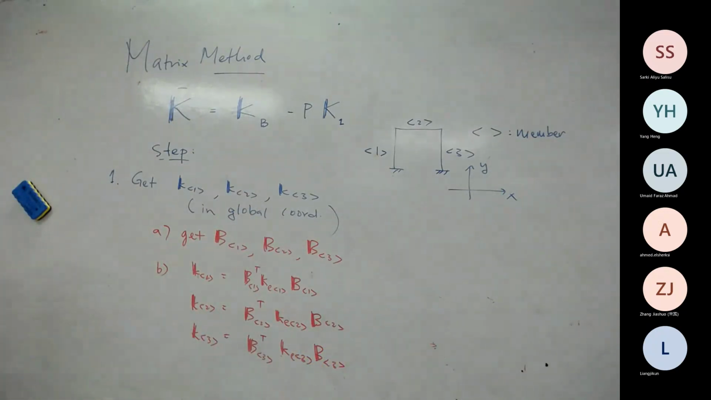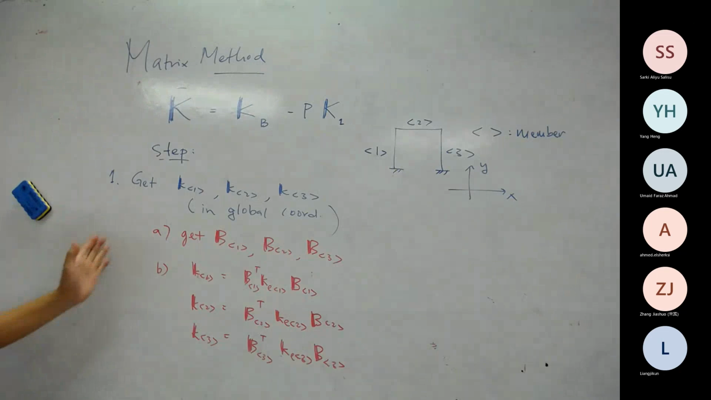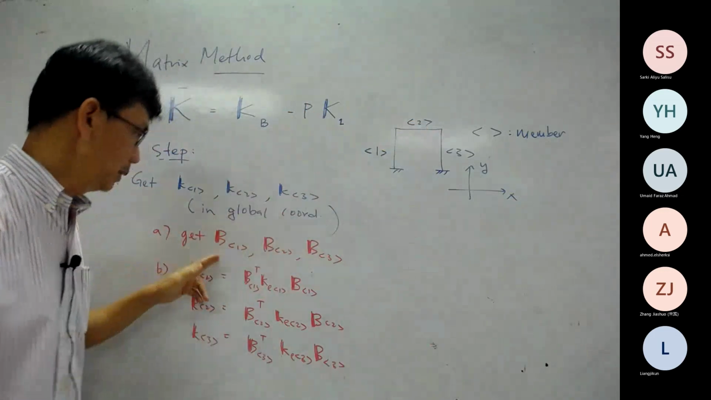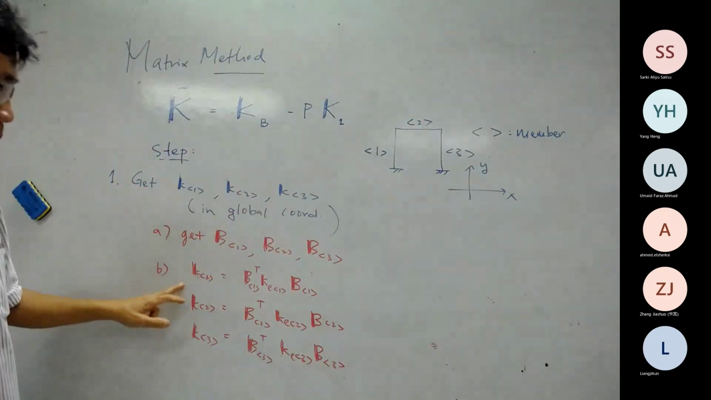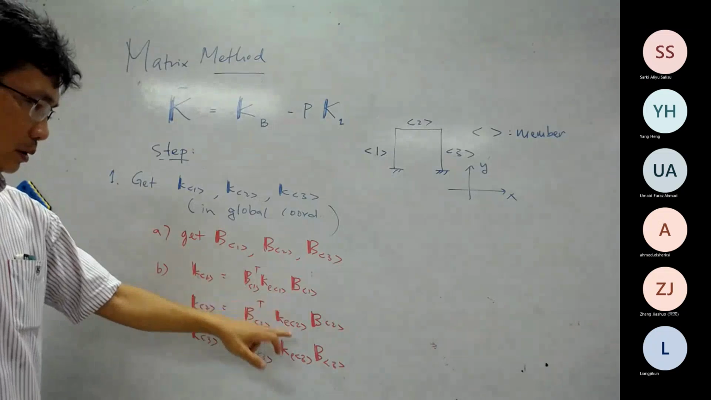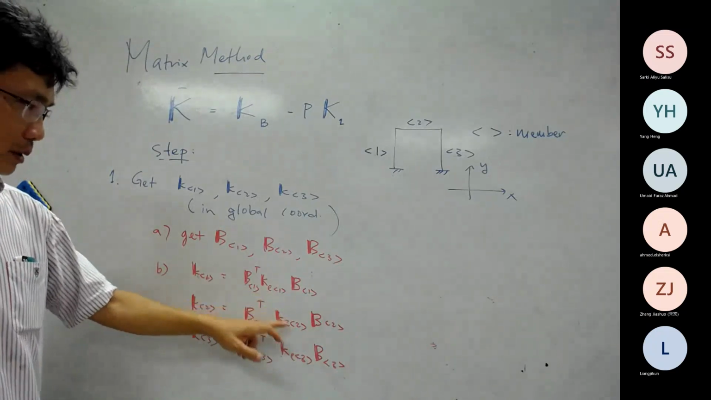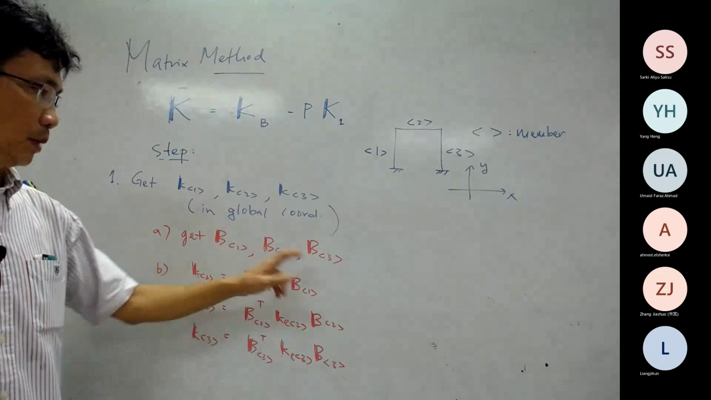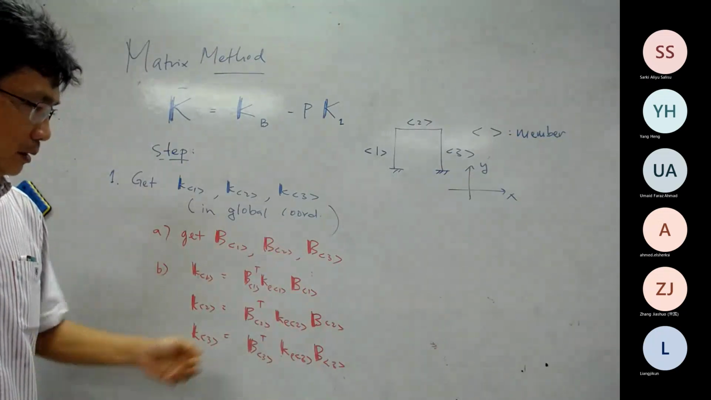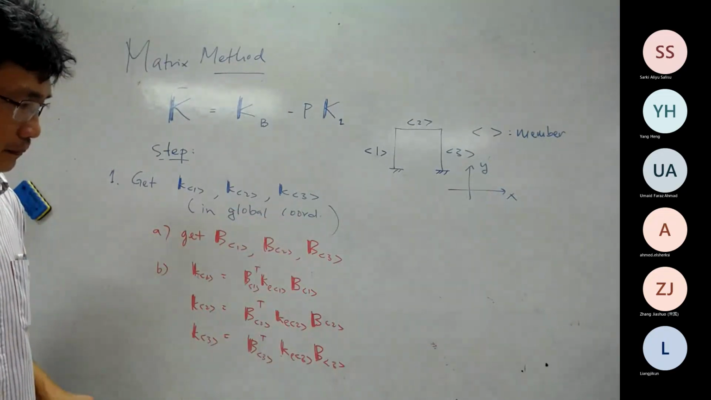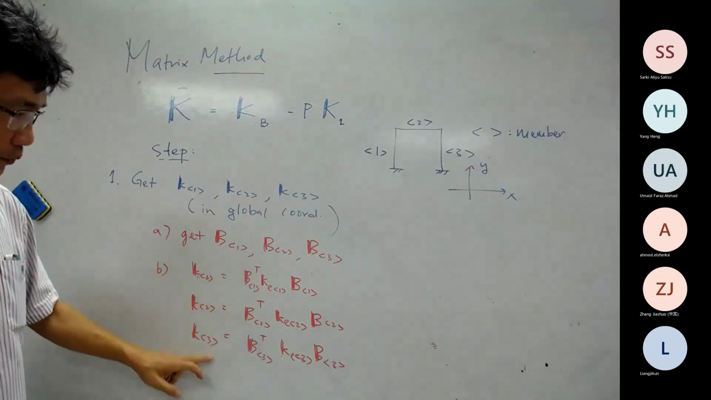To get the B matrix, you relate the local displacement to the global displacement. For each element, you have your own B matrix. Then what to do with this B matrix? You have to multiply this B matrix to this one and this one, which are at element level. Multiply from the left-hand side by the transpose, and from the right-hand side by this. Then you get this, which is in global coordinate. Do the same thing for element 2, and for element 3.